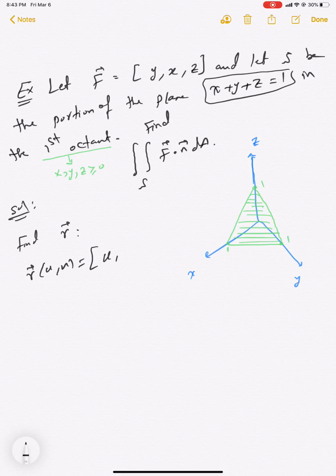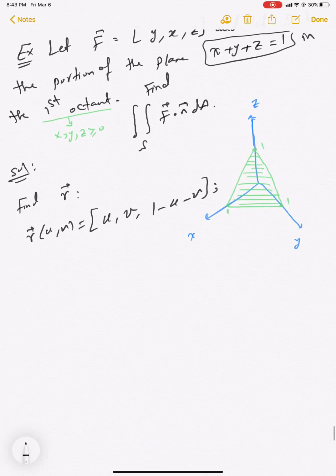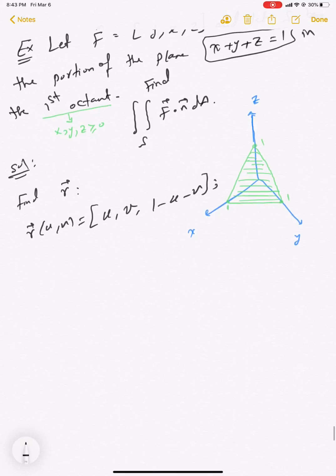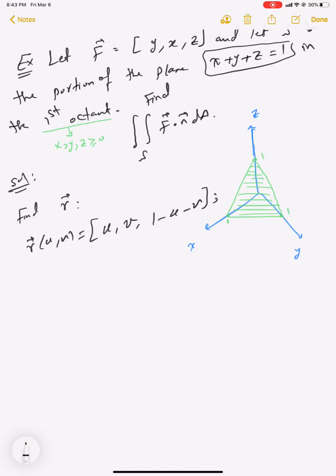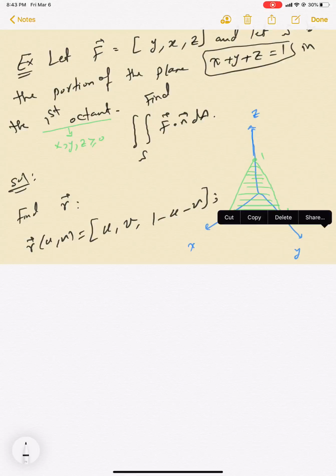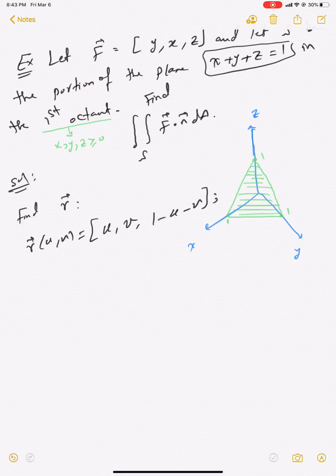If you set x to be u and y to be v, then clearly z must be 1 minus u minus v. But then u and v are not free values. They are restricted to certain domains. For example, you can't have u as 2, because u is exactly x, and if x was 2, you can't add positive y and z values to get 1.